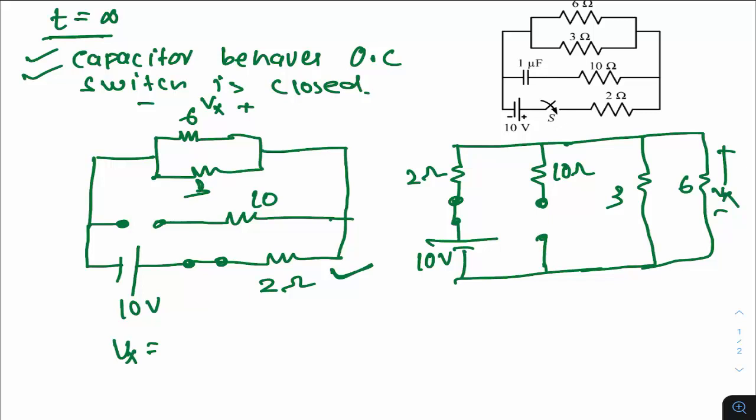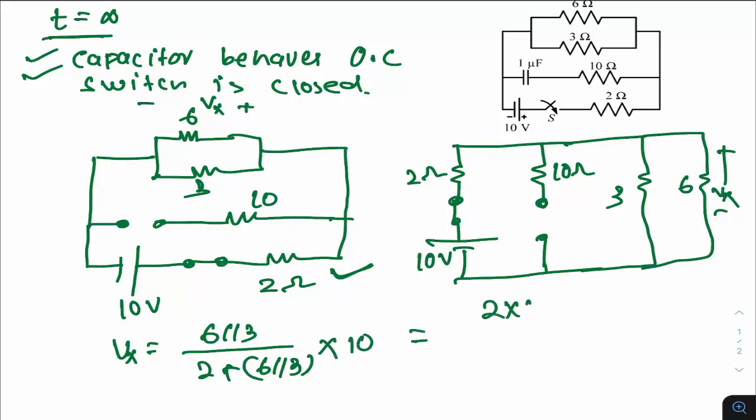Vx by the voltage division rule can be written as 6 parallel with 3, because you have to take a single resistor, 6 parallel with 3 divided by 2 plus 6 parallel with 3, into the supply voltage, which is 10. 6 parallel with 3 is 2, so it is 2 into 10 divided by 2 plus 2. So this happens to be 100 into 2 is 200, 200 by 4, right? Am I correct? Is it 200?